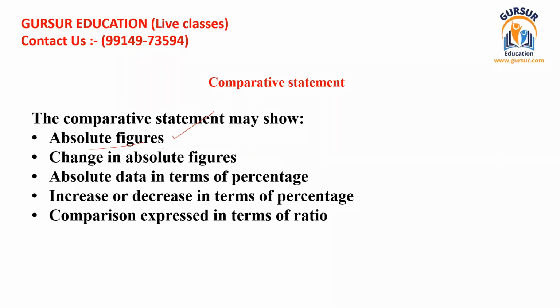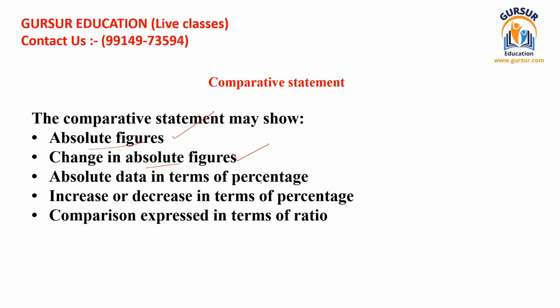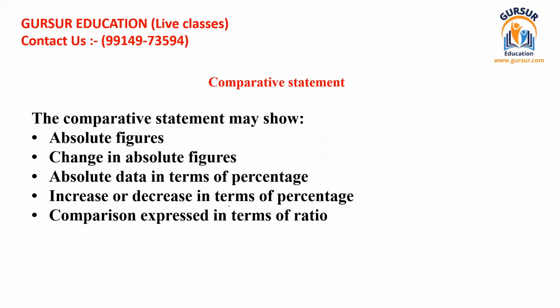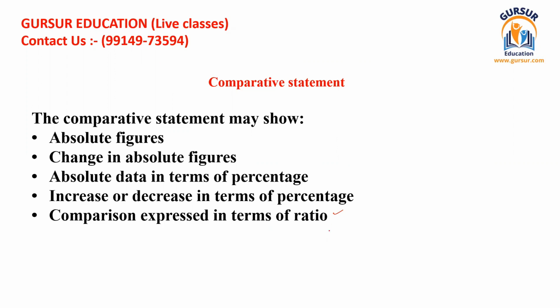Second, changes in absolute figures are also given. So change is also given, this is in absolute figures. Then absolute data in terms of a percentage is also given. So their individual percentages can also be given, which has not been shown in this specific picture, but that can be given. Then increase or decrease in terms of a percentage is shown. After that, a comparison can also be expressed in ratios like 2:1, 3:1. So I think that is all about a comparative statement.